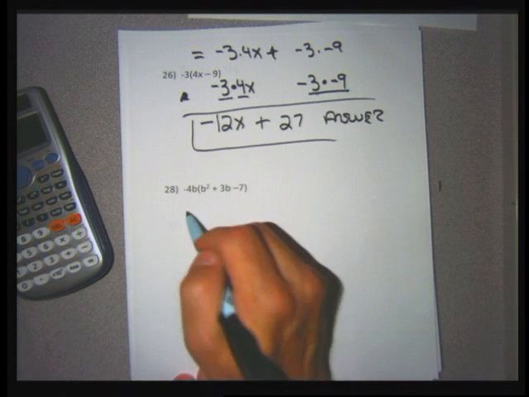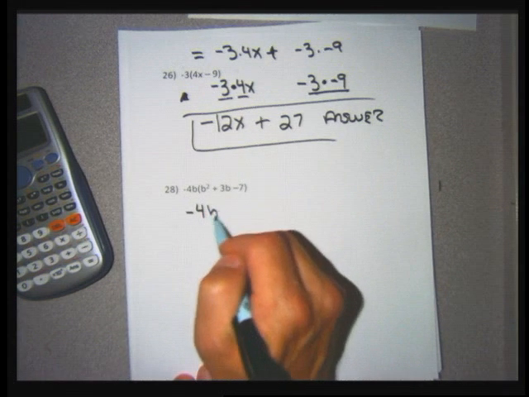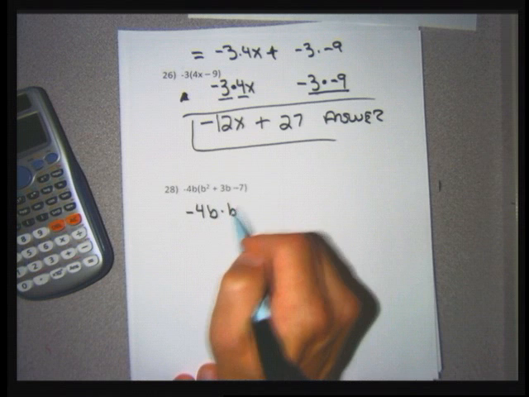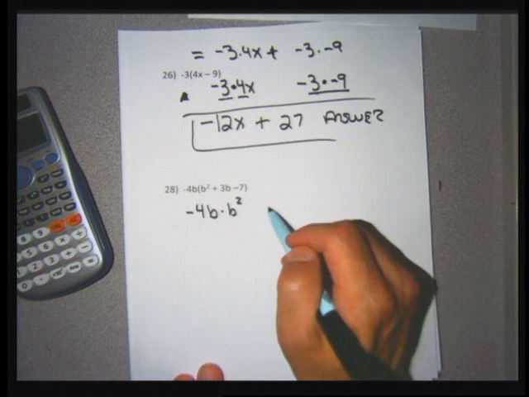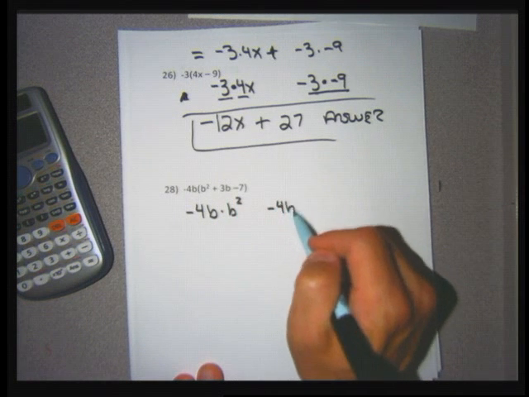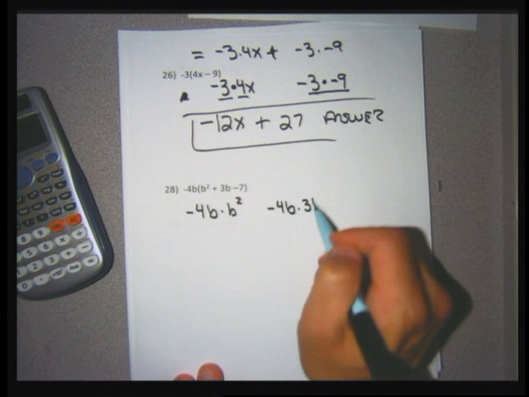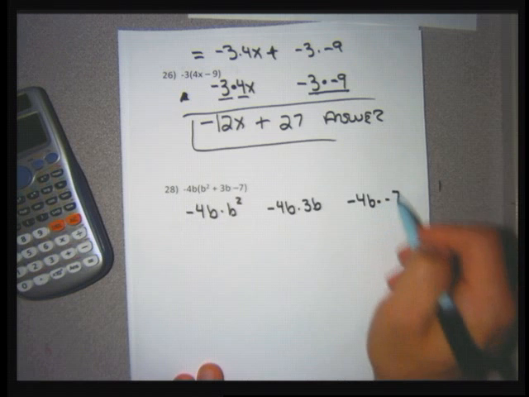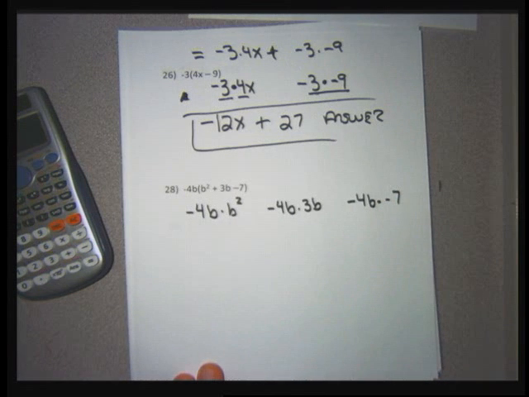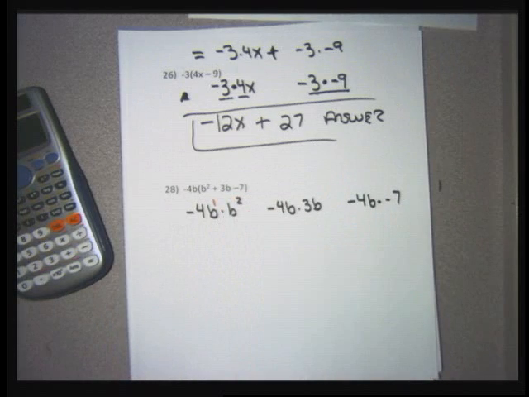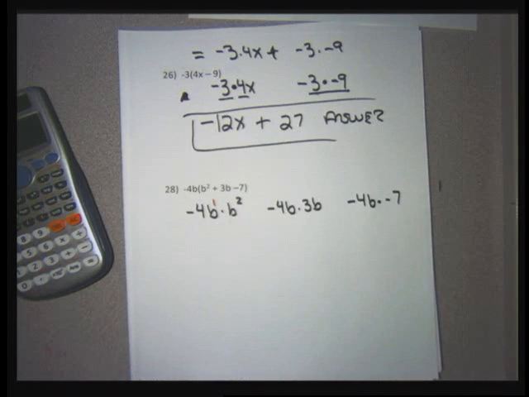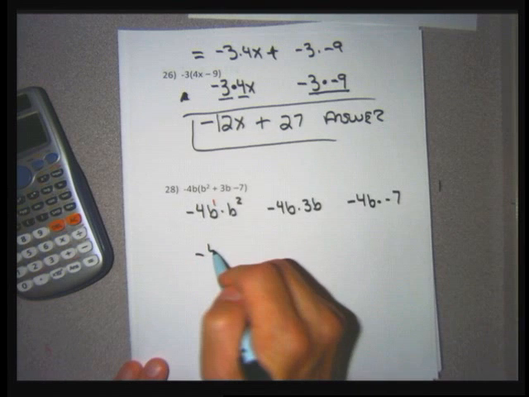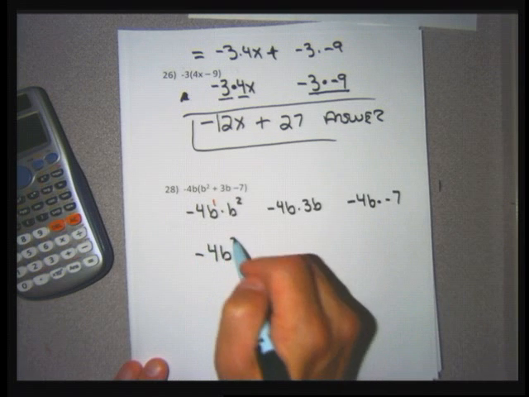28, I'm going to multiply -4b times b squared. And then I'm going to multiply -4b times 3b. And then I'm going to multiply -4b times -7. For the first multiplication, the b's, you add the exponents, and the -4 just stays along. So I get -4b to the 3rd power.